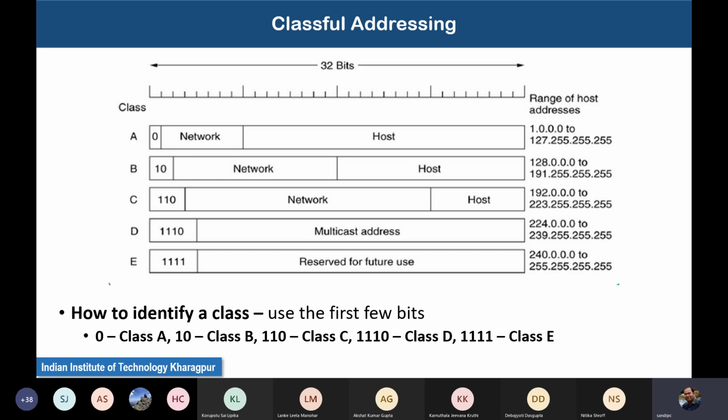In case of class A, the first bit would be 0. In case of class B, the first bits would be 10. In case of class C, the first bits would be 110. Okay, so that way you can identify whether it is class A, B, or C. Accordingly, you can determine how many bits are for the network address and how many bits are for the host address, and so separate out the network and host components. That was the basic idea of classful addressing.